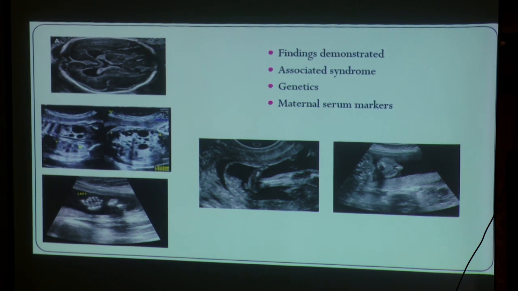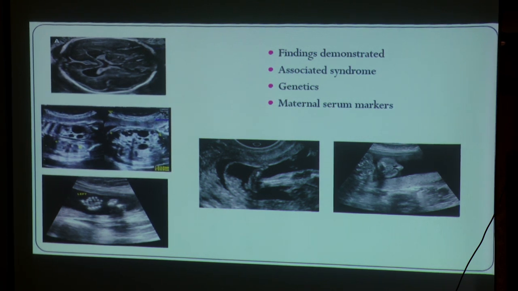We can see the posterior fornix is intact, the anterior fornix is not seen, the cavum septum pellucidum is not seen. Here there is midline fusion. It is lobar type of holoprosencephaly. And we have polycystic kidney. One of the kidneys is normal, the other kidney is polycystic.